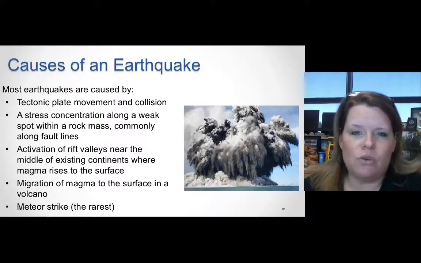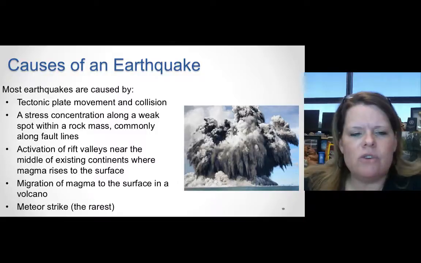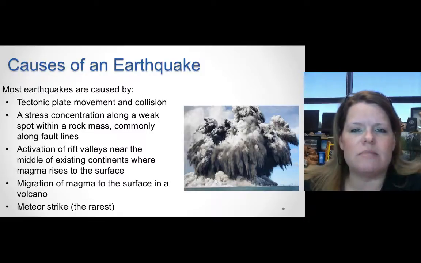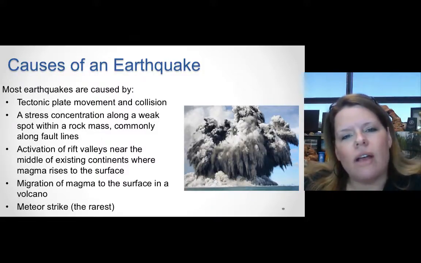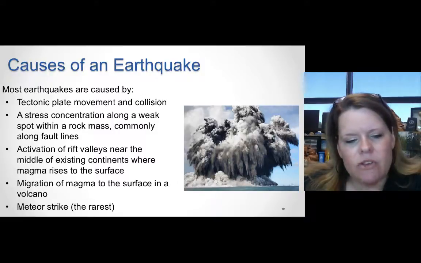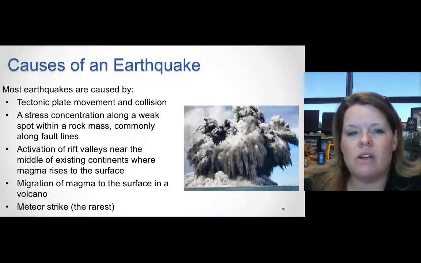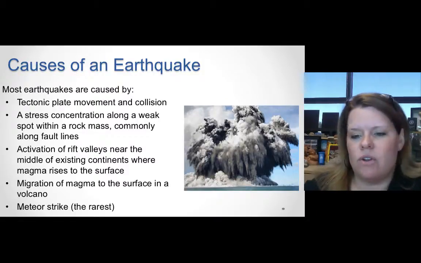So what are the causes of an earthquake? Typically, a tectonic plate moves and collides. That's one reason. Stress concentration along a weak spot within a rock mass, commonly along a fault line, can build until the fault finally just slips. Another cause is activation of rift valleys near the middle of existing continents, where magma is rising to the surface and heating the crust as hotspots. We also see migration of magma to the surface in a volcano that can stretch the crust and cause earthquakes to occur. And believe it or not, meteorites or meteors that strike the earth can actually create an earthquake, and those are very, very rare.